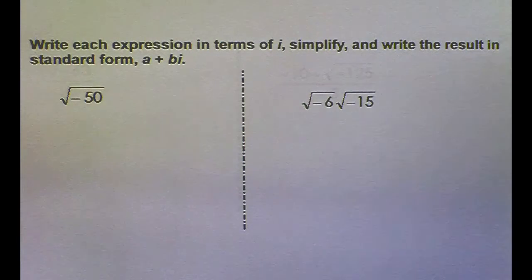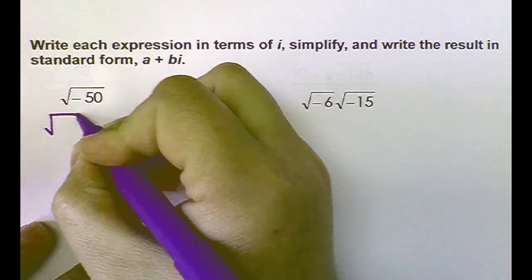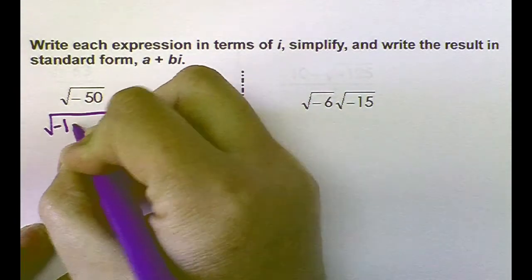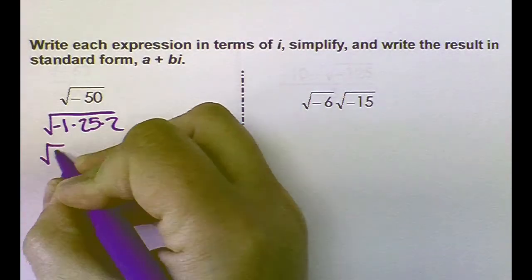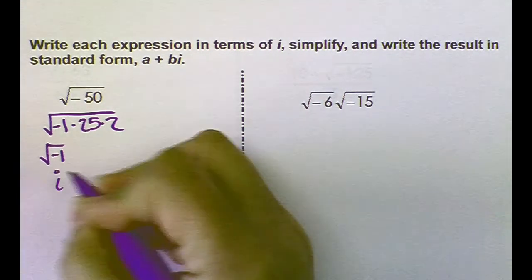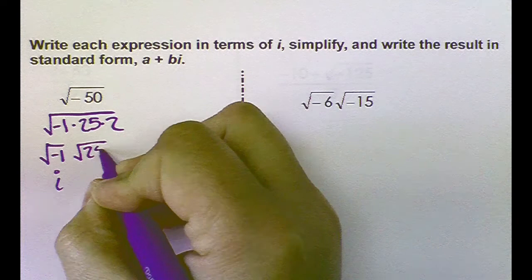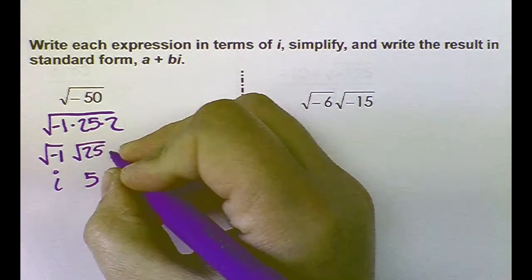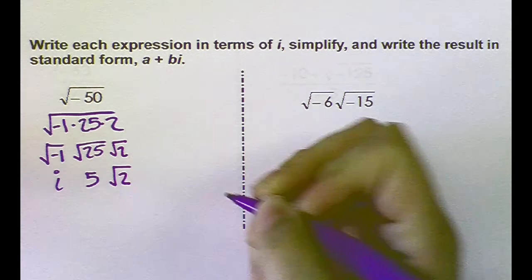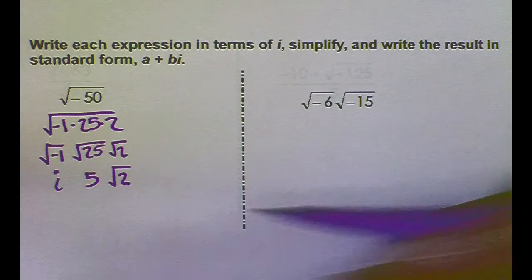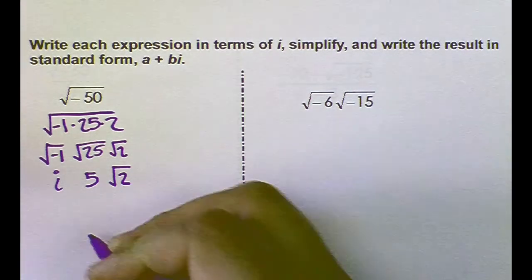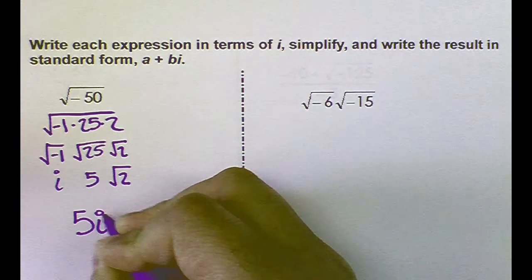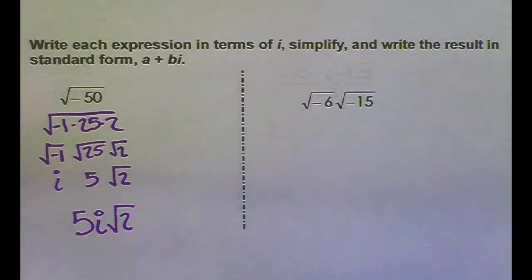So let's rewrite this in the form a plus bi. So -50. Well, we can break this apart into -1 times 25 times 2. The reason for that break apart is because the square root of -1 is i. We know the square root of 25 is 5. And the square root of 2 is just on its own. Now the proper form for this, if you have a number, an i, and a square root as one piece, you put the number, the i, and then the square root part.